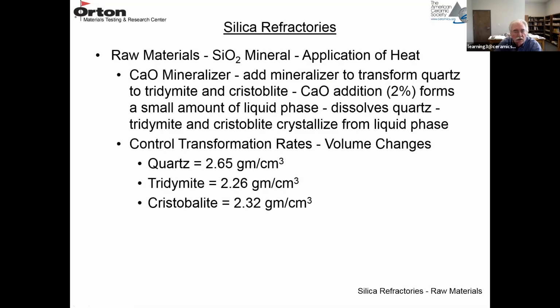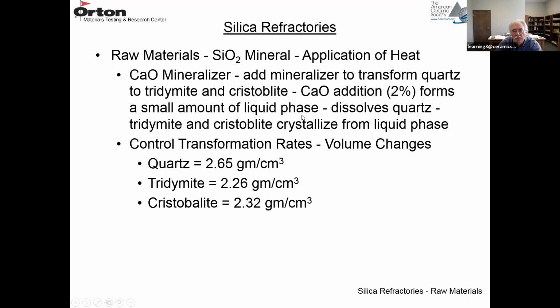So since it is a slow reaction, even at elevated temperatures, you can add lime, a lime mineralizer, CaO. So the mineralizer helps this transformation to take place at a more rapid pace. So add the mineralizer to transform quartz to tridymite and cristobalite. So you add about 2%.